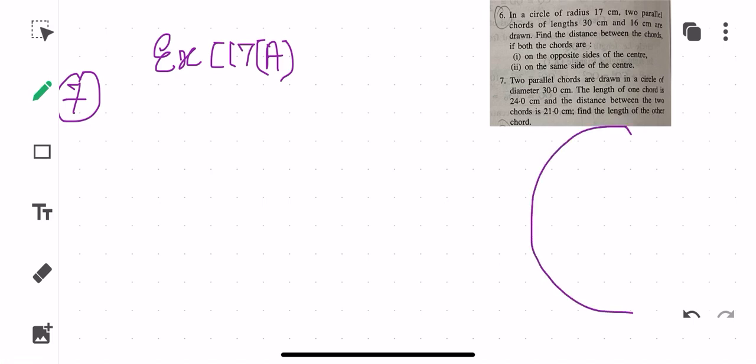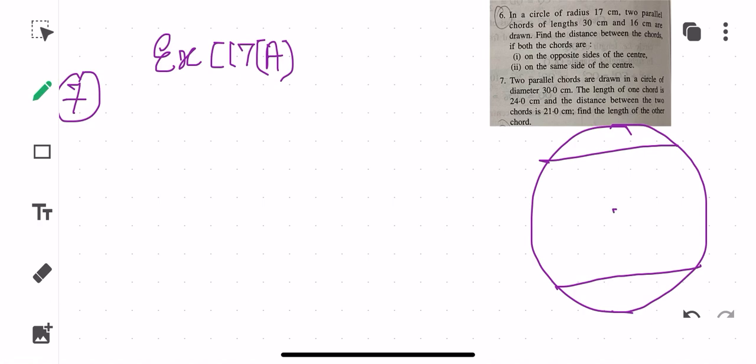Suppose this is my circle. There are two parallel chords which are drawn. Suppose this is one of the chords and this is the other chord. Now, children, first of all you need to see what all things are given. The things that have been given: they are saying that the diameter is 30 centimeter.